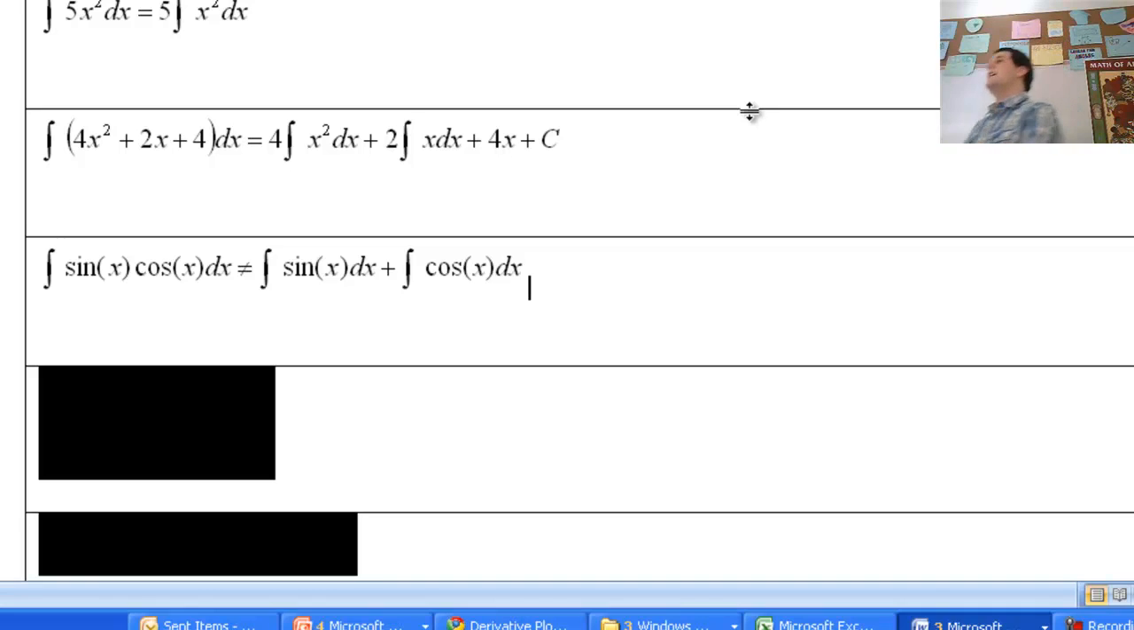All right, the integral of sine x times cosine x. What does this say? Does not equal the integral of sine x plus cosine x. So is that legit or not? Legit. That statement is legit because if it said equals, it would be illegit, and it doesn't say equals, it says does not equal, right?